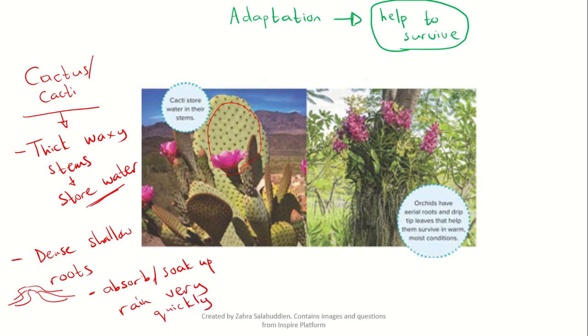So think about why this is. The desert gets very little rain. So when it rains, the cactus wants to take that water quickly before it evaporates and dries up. So the cactus has these two adaptations that are mentioned in the book. Number one, thick, waxy stems, and that helps it to keep the water inside of it. It stores its water. And the second thing, it has dense, shallow roots. Its roots are close to the ground, and that helps it to pick up the rain quickly.